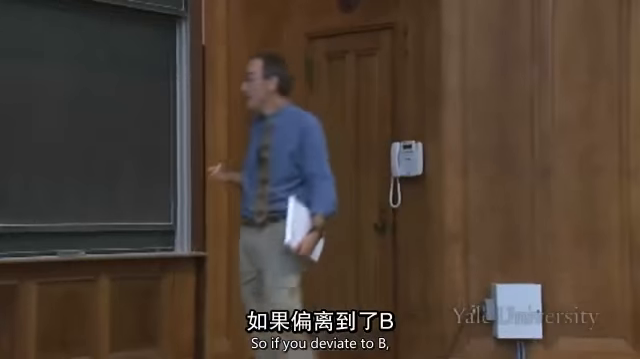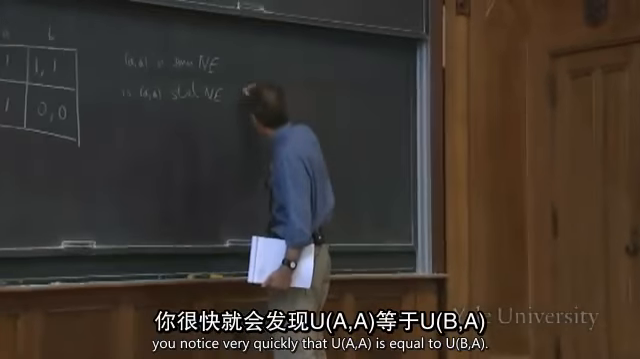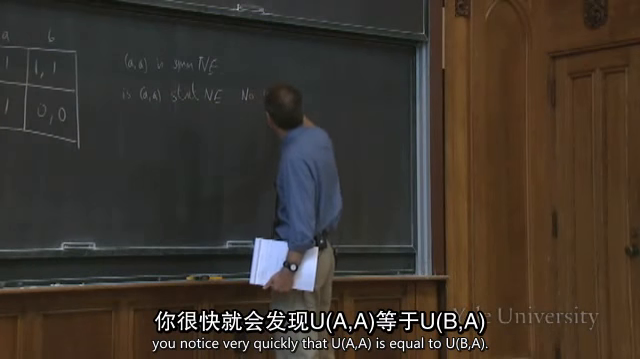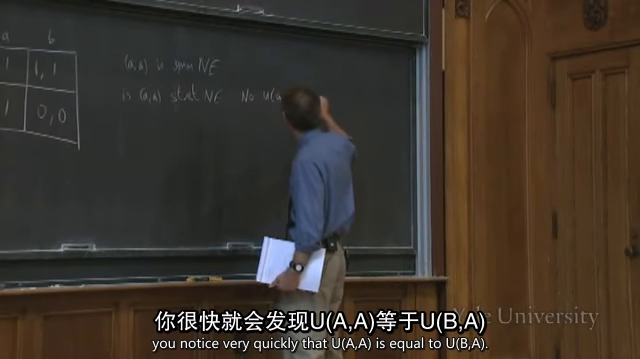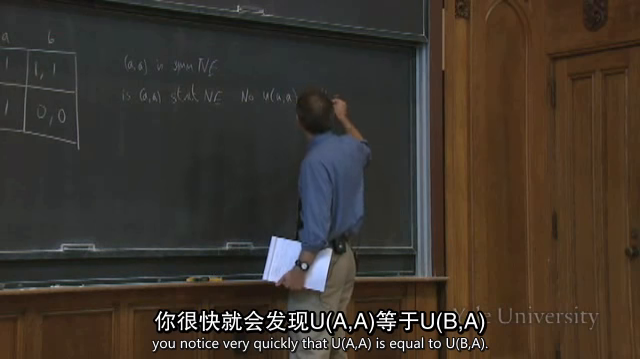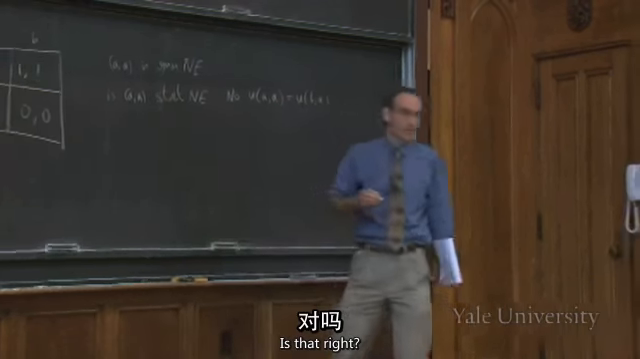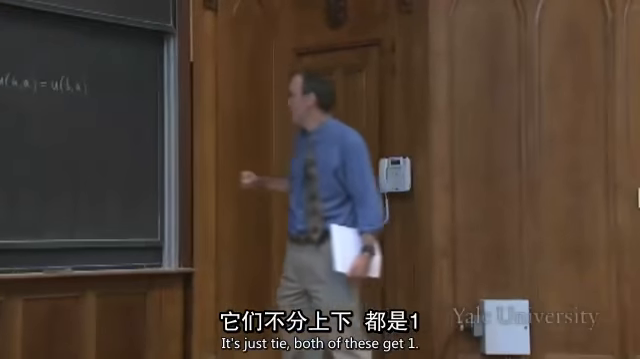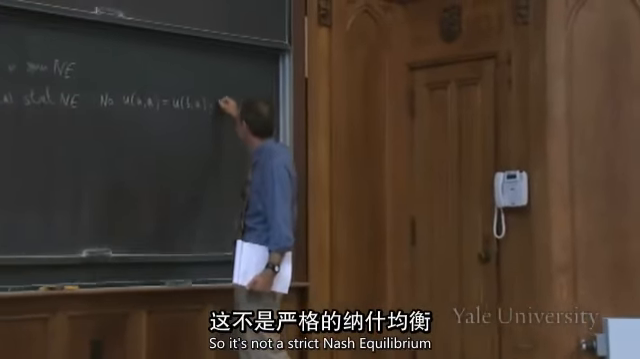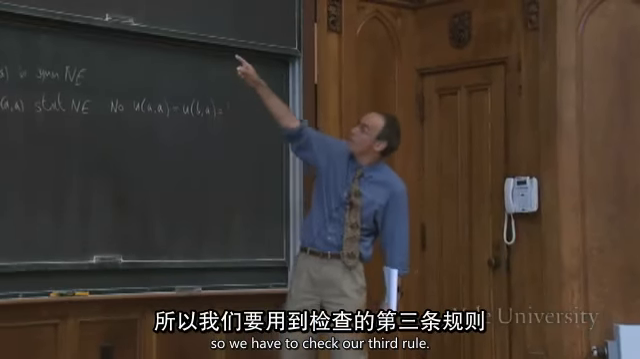It's not, right? So if you deviate to B, you notice very quickly that U(A,A) is equal to U(B,A). Is that right? It's just a tie. Right? Both of these get 1. So it's not a strict Nash equilibrium. So we have to check our third rule.